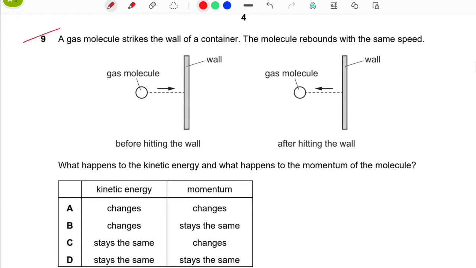A gas molecule strikes the wall of a container. The molecule rebounds with the same speed. Okay, so there is no loss of energy because the molecule is rebounding with the same speed. So yeah, I won't say a fun fact, but yeah, fact.